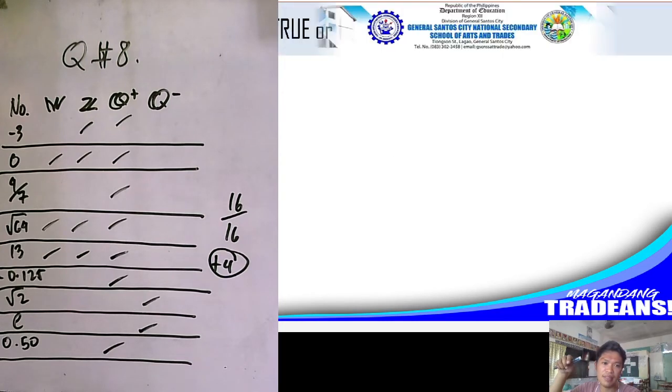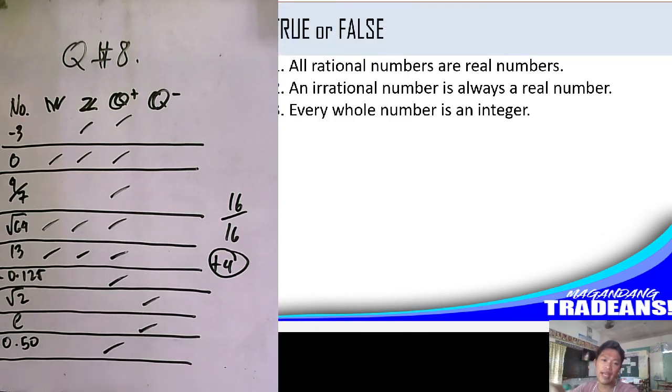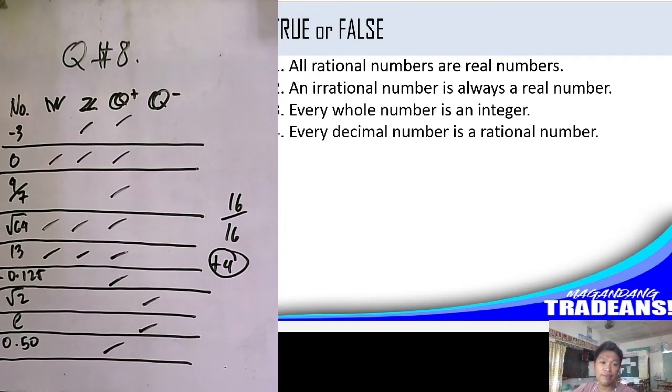Okay, next, number 3. Every whole number is an integer. Is the whole number contained in the circle of the set of integers? That is the question. Number 4: every decimal number is a rational number. Are all decimal numbers enclosed in the rational numbers? Number 5, all real numbers are integers. Are all real numbers integers?